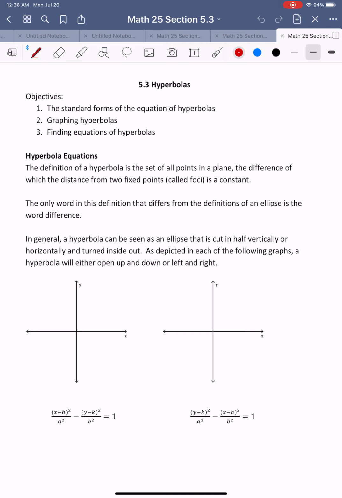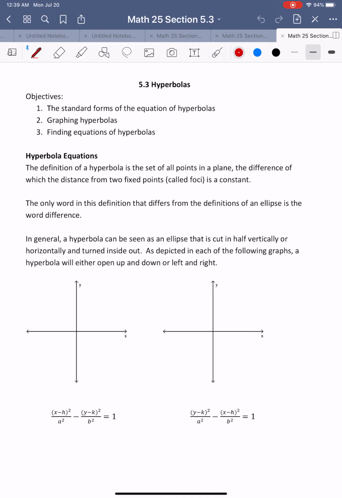The difference of the distances from the two fixed points is a constant. So the only word in this definition different from the definition of the ellipse is the word difference. In an ellipse we use a sum of the distances to the two fixed points, and here it is the difference. In general, a hyperbola can be seen as an ellipse that is cut in half vertically or horizontally and turned inside out.